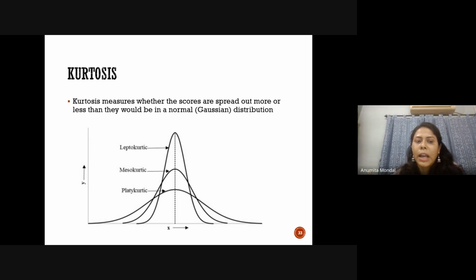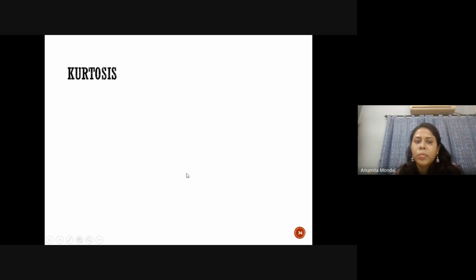Next one is kurtosis. Kurtosis gives us the thickness of the data, how thick the data is. In the first case, when the data is more thick, it's called leptokurtic. When the data is mediumly thick, it's called mesokurtic, and the last one is platykurtic. In all the cases, we compare the distribution shape with the Gaussian distribution, or the normal distribution.